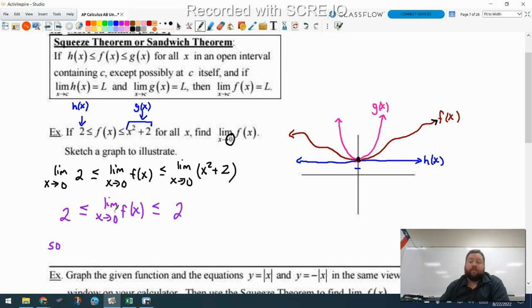And that's it. So 2 is less than or equal to this, which is less than or equal to 2. The only possible answer is 2. They're all equal to each other. So that means the limit as x approaches 0 of f of x equals 2 by the squeeze theorem.